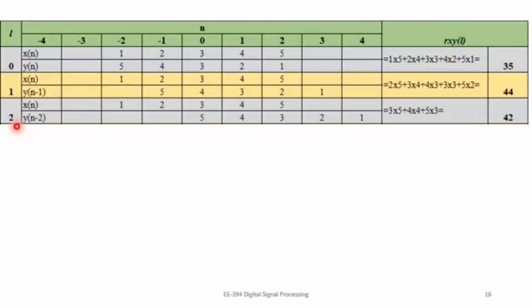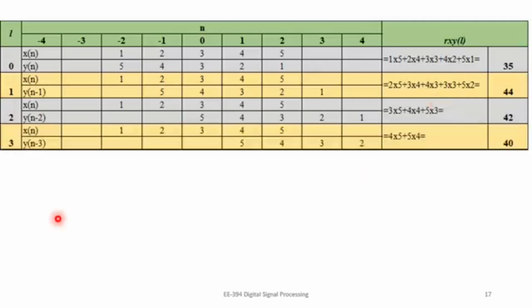Then step 3, where L equals 2, you again shift y[n] to y[n minus 2], and the shifted version is here. Again we multiply x[n] and y[n minus 2], so 3 into 5 plus 4 into 4 plus 5 into 3, you get 42. So at lag equals 2, we have the correlation of 42. And similarly we can continue to other steps.